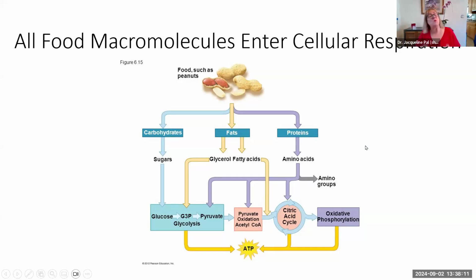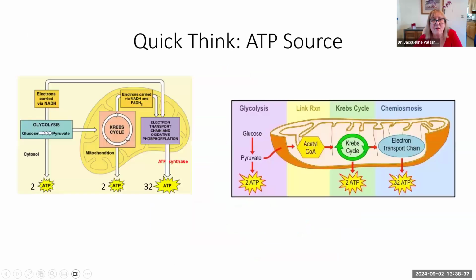So as you can see, when we talk about what is the ideal source of energy, this is why athletes do carbohydrate loading. Those simple sugars that easily become glucose monomers are going to give the maximal amount of ATP as opposed to those proteins and those fats.